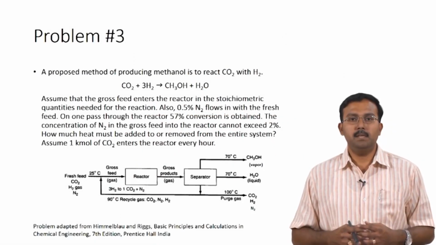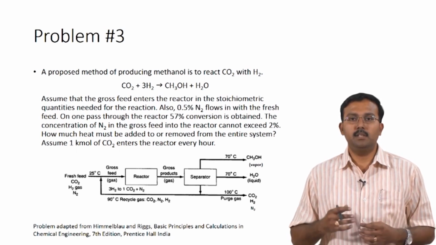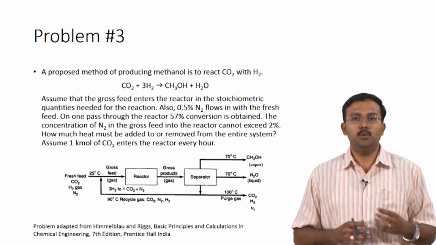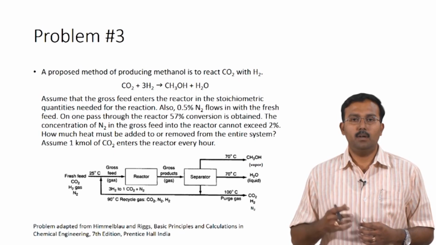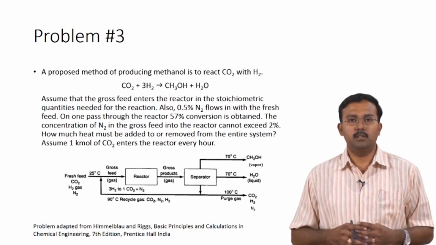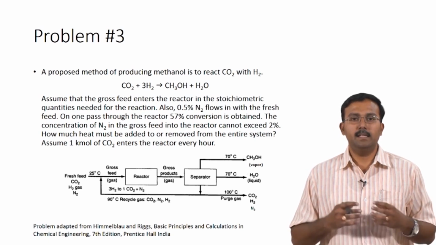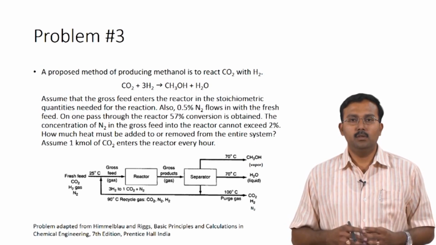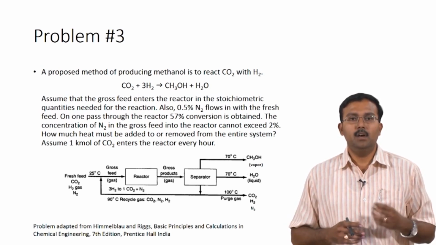So, the problem statement says a proposed method of producing methanol is to react CO2 with hydrogen. 1 mole of CO2 reacts with 3 moles of hydrogen to form 1 mole of methanol and 1 mole of water. Assume that the gross feed enters the reactor in the stoichiometric quantities needed for the reaction. Also, 0.5% nitrogen flows in with the fresh feed.